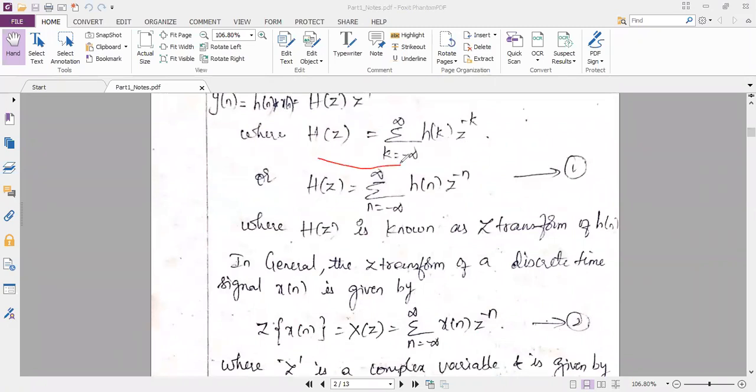So now from the previous equation, my H of z is with the summation subscript k, where everywhere is k. So instead of k, I can replace with n because my input is always in terms of n. Impulse response is in terms of n. So I can replace k in this equation with n. So I will get H of z is equal to summation n is equal to minus infinity to plus infinity h of n z power minus n. So this is my equation 1. This equation 1 is nothing but the z transform of the impulse response h of n. Any doubts up to this?